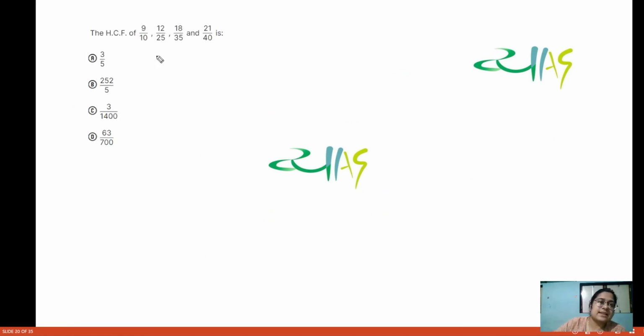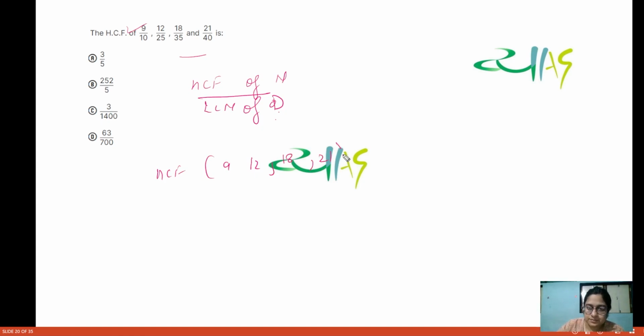Now if you have to find the HCF of fractions, what you have to do is find the HCF of the numerators and the LCM of the denominators. So let us find the HCF of 9, 12, 18 and 21. You have 3 into 3, 3 into 4, 3 into 3 into 2, and 3 into 7. The greatest common factor is only 3. So we have got 3.